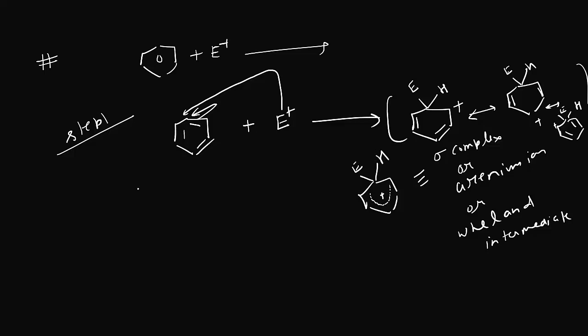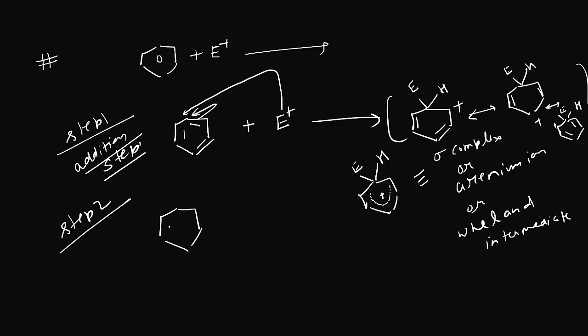Okay. Now, step two. Actually, step one is the addition of electrophile to the benzene ring, the addition step. Electrophilic aromatic substitution is not taking place in one step. It is taking place in two steps. First step is the addition step. And step two is the elimination step.